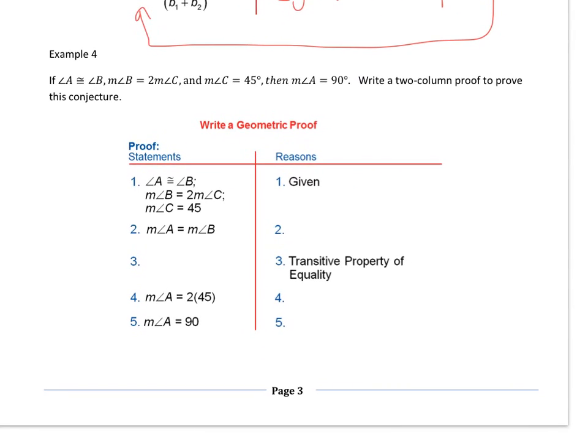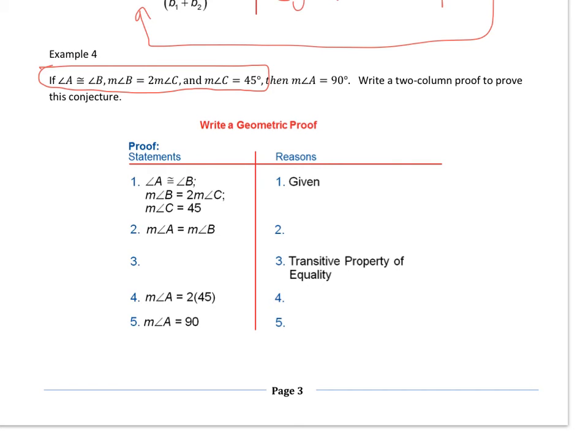Alright, example number 4. If angle A is congruent to angle B, and the measure of angle B is twice that of the measure of angle C, and the measure of angle C equals 45 degrees, then the measure of angle A must be 90 degrees. Write a 2-column proof to prove this conjecture. As always, we take the given, that's the hypothesis, and that would be the first thing that you would write in your 2-column proof.